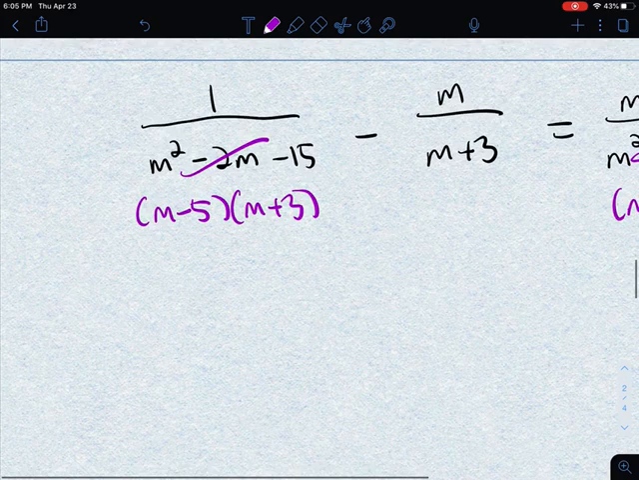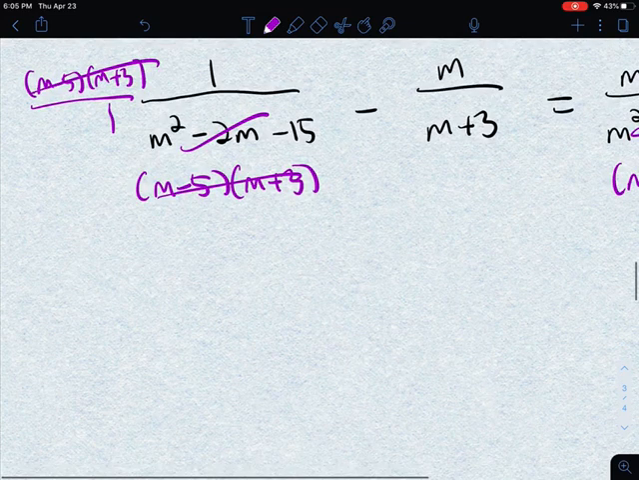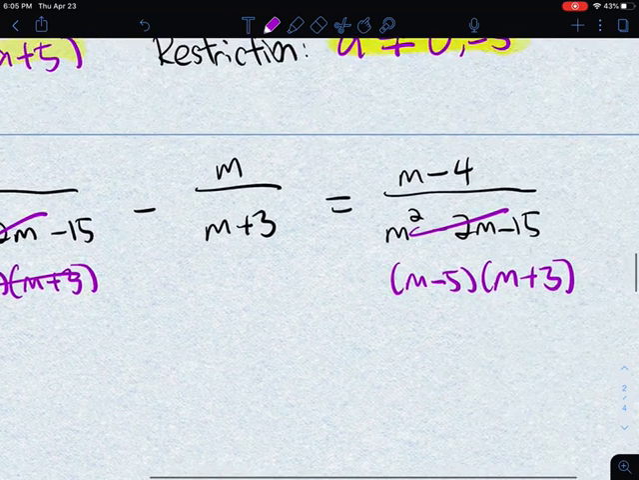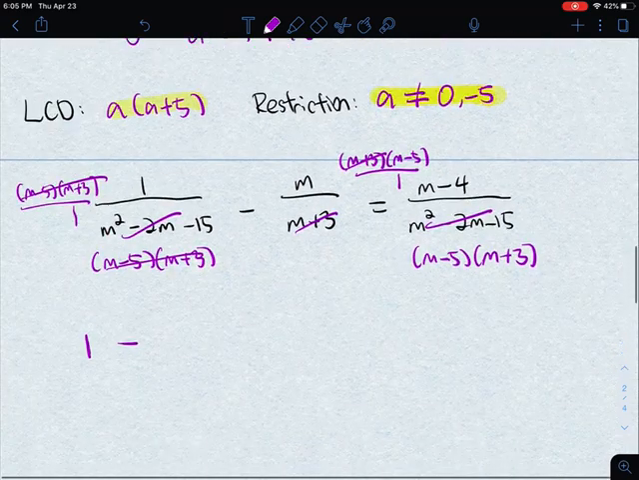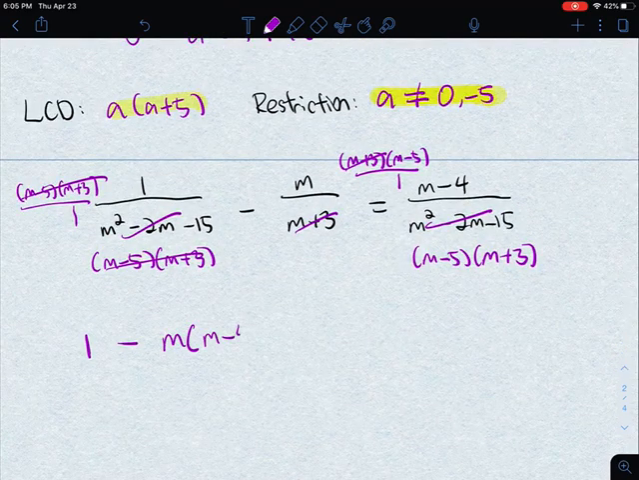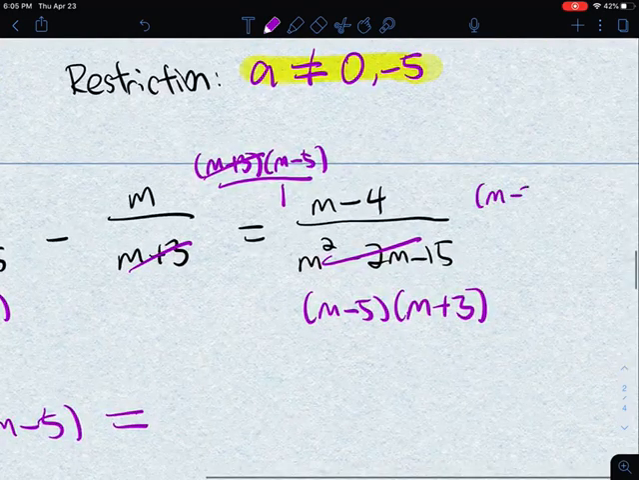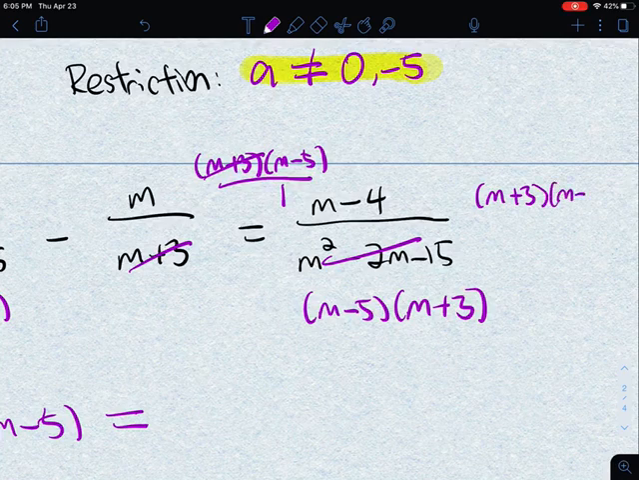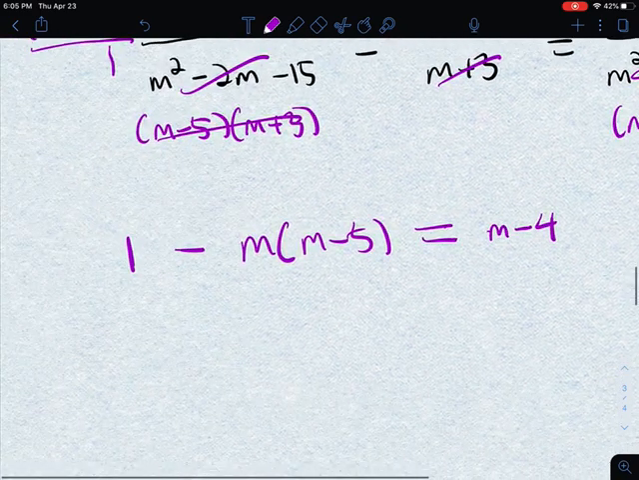So let's go ahead and do the next step, which is multiply by the LCD. And over here, everything will cancel out, top and bottom. I'm just left with 1 minus, here n plus 3 and n minus 5. The n plus 3's cancel, but I'm left with an m times (n minus 5) is equal to, and I think you're going to see what's going to happen here, but let me just write it to show my work. These will all cancel out, so I'm just left with n minus 4.